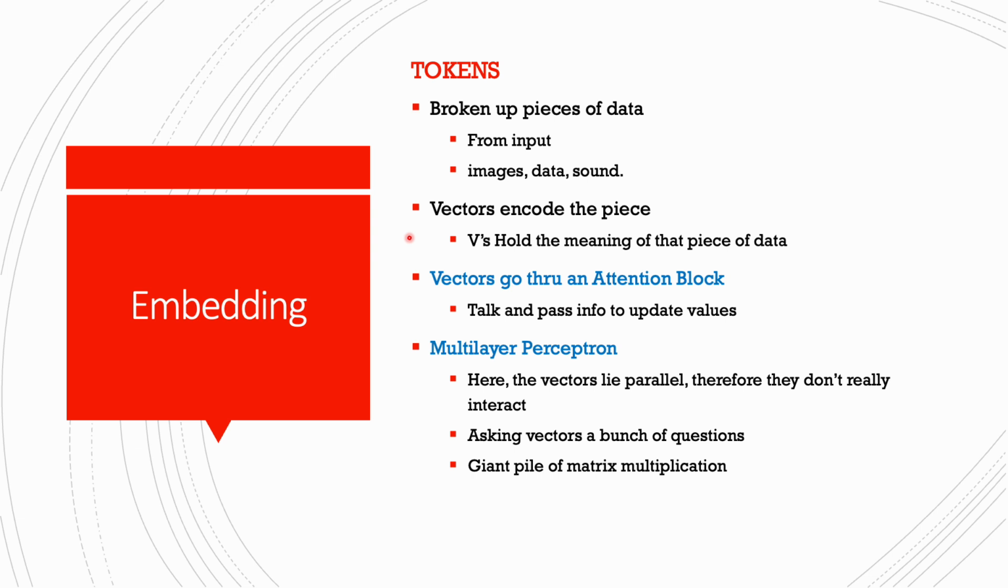And there's also something called the multi-layer perceptron, which is where vectors lie. Here they're parallel, so they don't ever really touch or interact. This is where you kind of ask the vector a whole bunch of questions to evaluate its values and give it relative values compared to everything else. And basically it's just a big pile of matrices waiting to be multiplied.